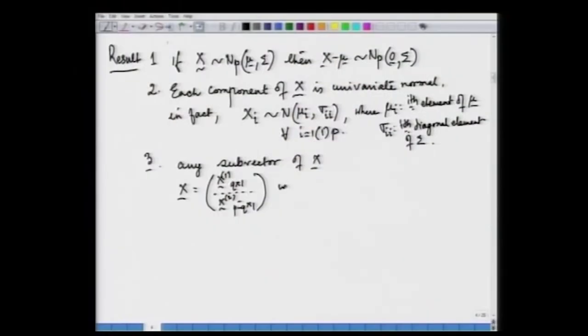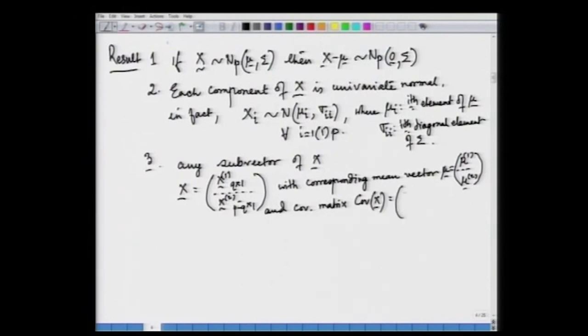So, this is a sub vector of x, but what is important, the corresponding mean and covariance matrix, they should be formed accordingly with the corresponding mean vector mu also partitioned in a similar manner, mu 1 and mu 2, and the covariance matrix of x, taking a picture like sigma 1 1, sigma 1 2, sigma 2 1 and sigma 2 2. So, if I consider x 1 for example, it will follow a q dimensional multivariate normal distribution. So, this is going to follow normal q with mean mu 1 and the covariance matrix sigma 1 1.